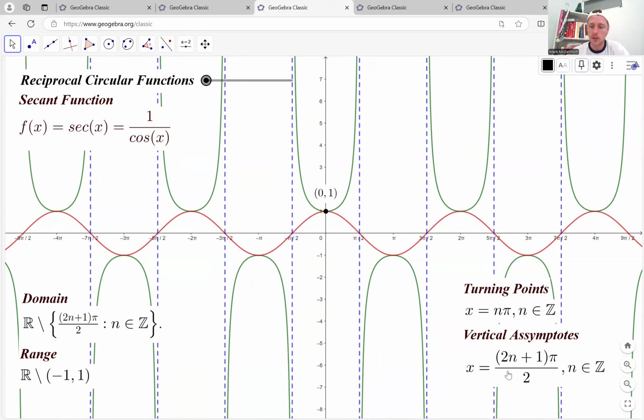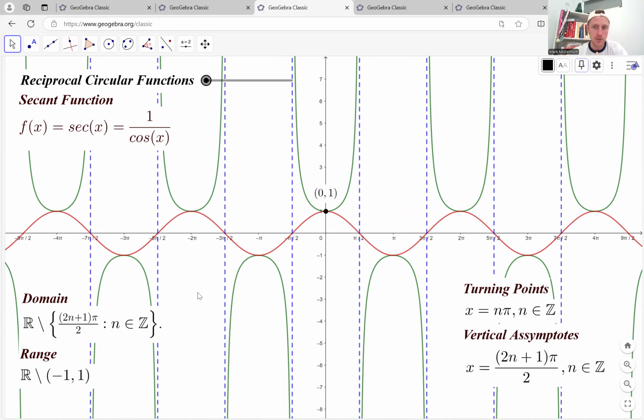And again, I think a good place to start is with the vertical asymptotes. This time, we're taking 1 over cos. So we're going to get vertical asymptotes where cosine goes to 0. Now, cosine goes to 0 at pi on 2, 3 pi on 2, 5 pi on 2, if you think about your unit circle there. So you're going to get vertical asymptotes at odd multiples of pi on 2. And that's what you can see we have here. You've got pi on 2, 3 pi on 2, 5 pi on 2, 7 pi on 2, and so on.